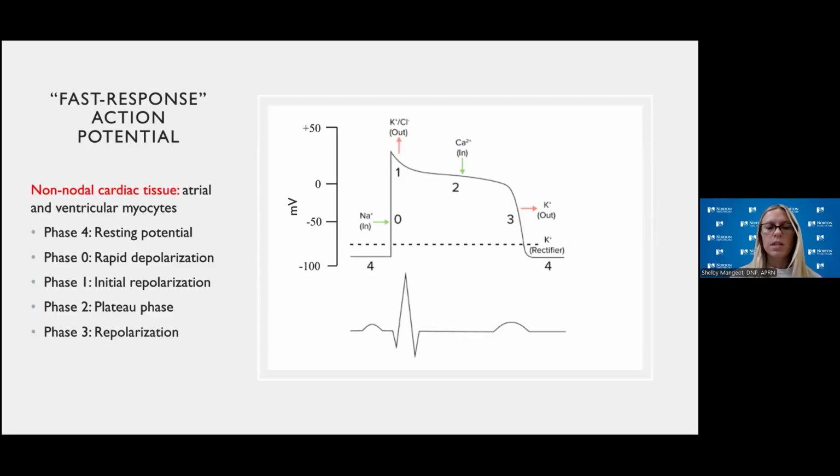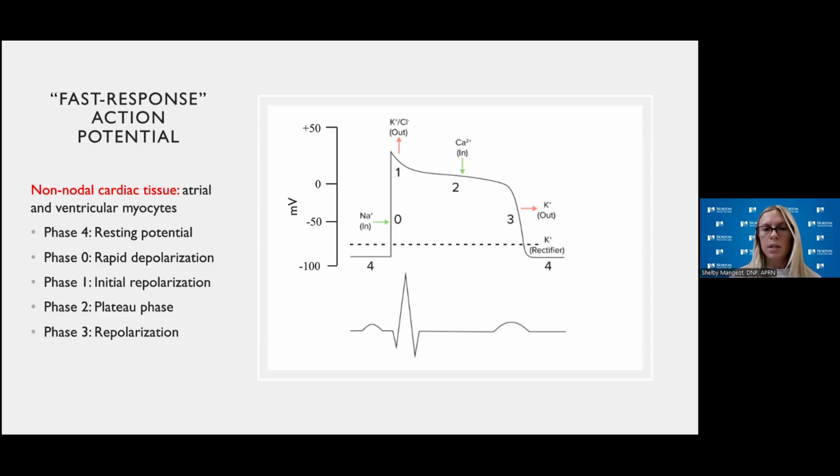So this first action potential that you see here is the fast response action potential. And this specifically occurs in non-nodal cardiac tissue. So our atrial myocytes and our ventricular myocytes that are responsible for muscle contraction. So in this picture, the action potential starts with phase 4. And during this phase, the heart is in diastole, or when the cardiac myocyte is in what we call a true resting membrane potential. And you can see the line above the number 4 is at about negative 90 millivolts. So what happens during this phase is potassium channels are open and potassium leaves the cell, which is what makes the inside of the cell negative.